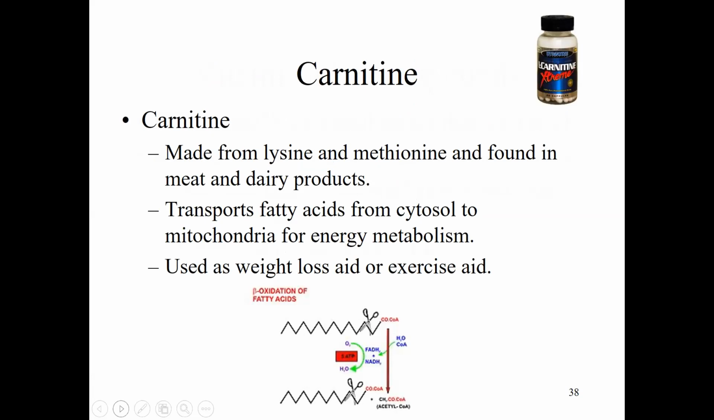Carnitine is a supplement that sometimes people take because they think it will help with weight loss. It's made from the two amino acids lysine and methionine, and we find it in meat and dairy products. It has one important function. It helps bring fatty acids from the cytosol to the mitochondria, and this allows for energy metabolism and the creation of ATP. The supplements presumably, they usually promise that you'll burn more fat, although research has not shown that that actually does that.